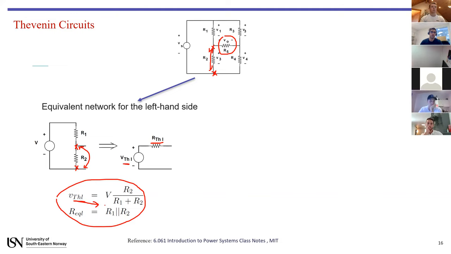Do you know what kind of trick we used here? Can you say the name? Daniel? Voltage divider rule? Exactly. It's the voltage divider because we have two resistors that are in series. We can use the voltage divider. And the equivalent is R1 parallel R2. Can you explain why?